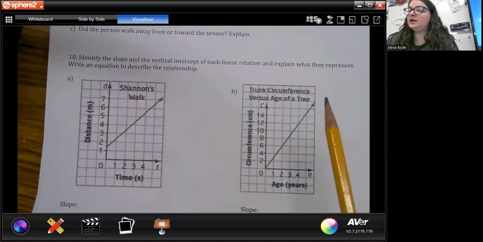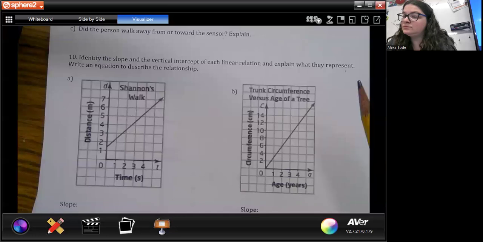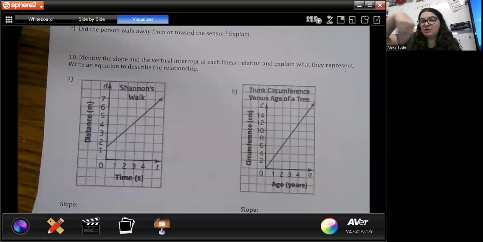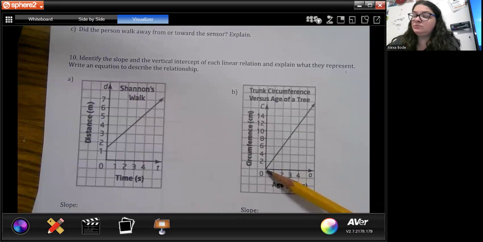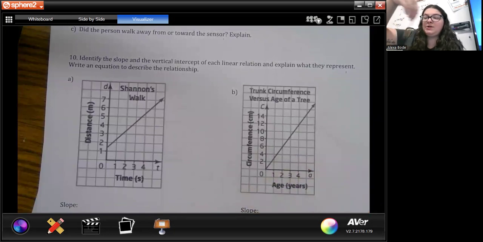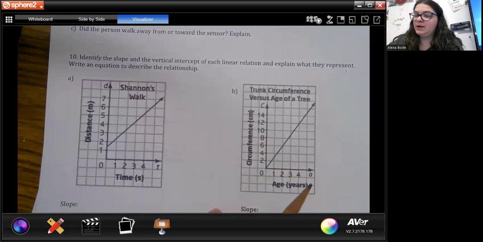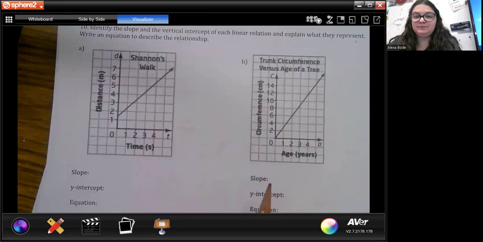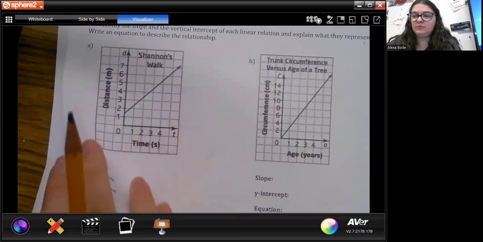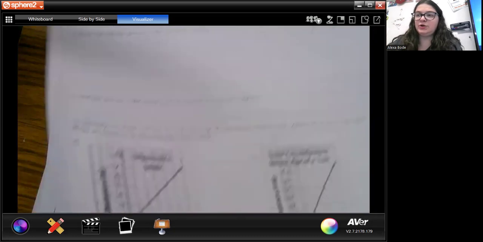This one is the circumference of a tree trunk as it gets older. So the circumference, how much did it start at when it wasn't a tree? And then how much did it get larger by, how many centimeters per year did the circumference go? So you need to find the slope, find the y-intercept, and write the equations. That I think y'all can do.